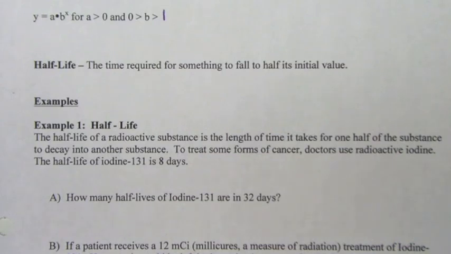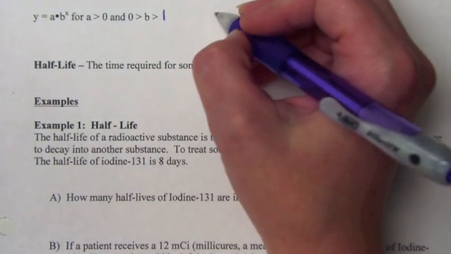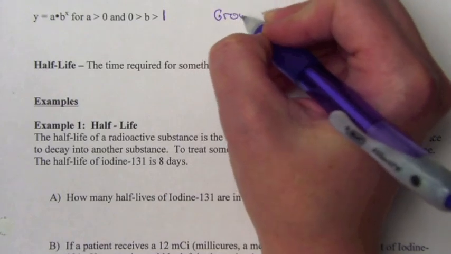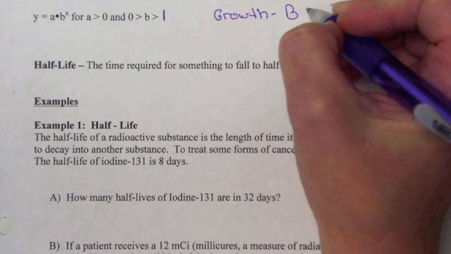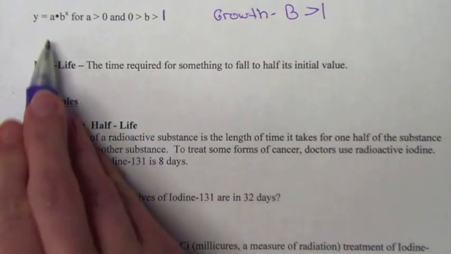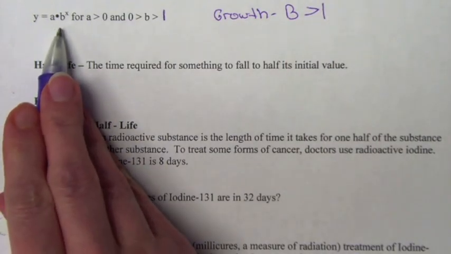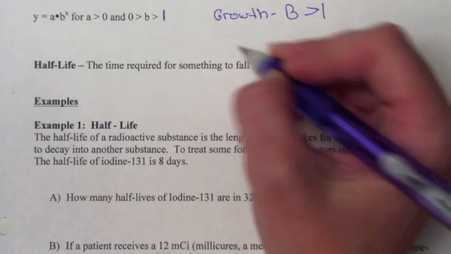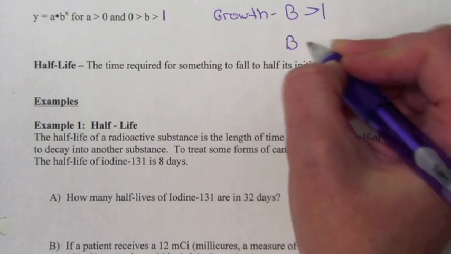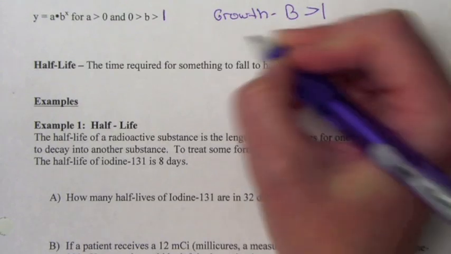The only difference is with exponential growth, your b is going to be greater than 1. So the b is the number, the second number in the equation. So if that number is bigger than 1, we know it's an exponential growth. If that number is less than 1, then it's going to be decay.